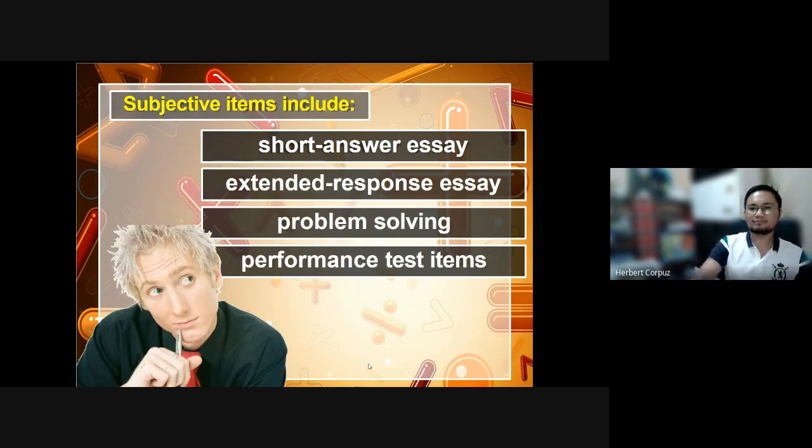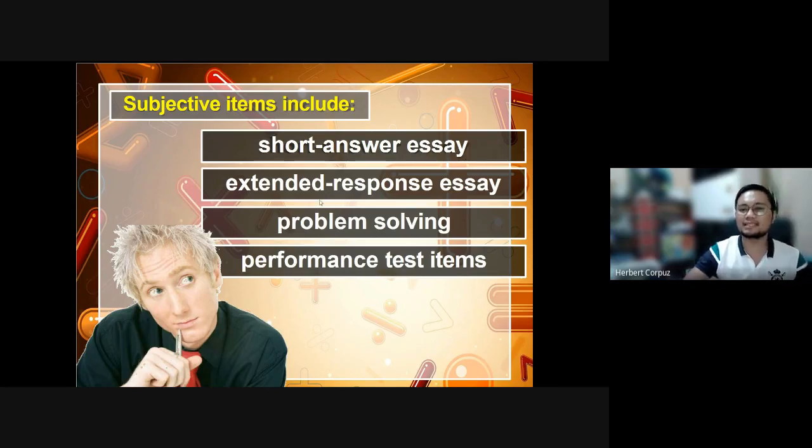Okay. Now, when we say subjective items, these include essay, short answer essay, or what is also called closed type essay. Bakit closed type essay? Because there's a requirement, there's a structure that you need to follow. Ilang paragraph, ilang sentences, ilang words, that is closed type essay. Yung i-fill out lang ninyo kung anong line na binigay, that is closed type essay or short answer essay.